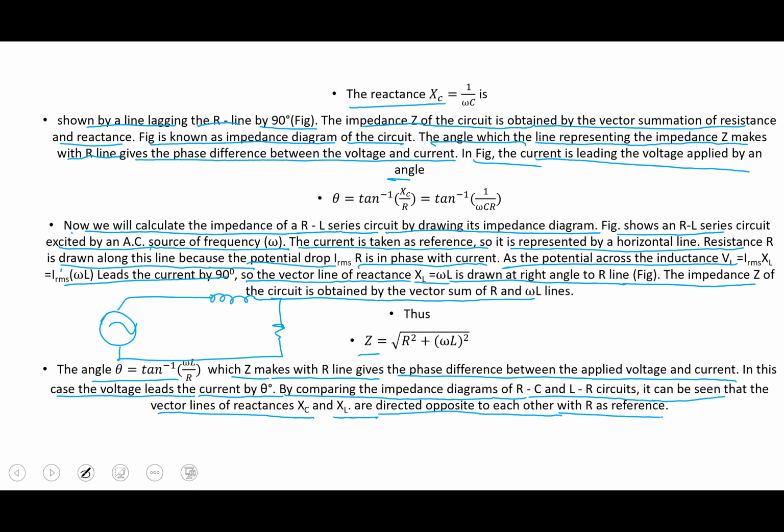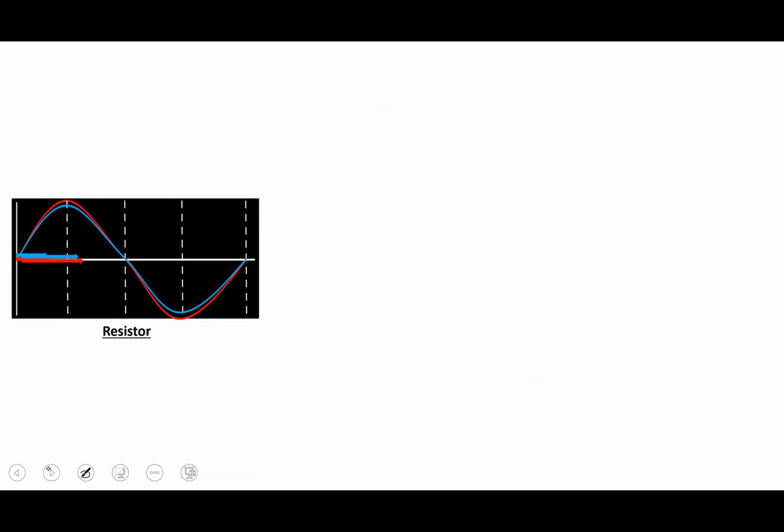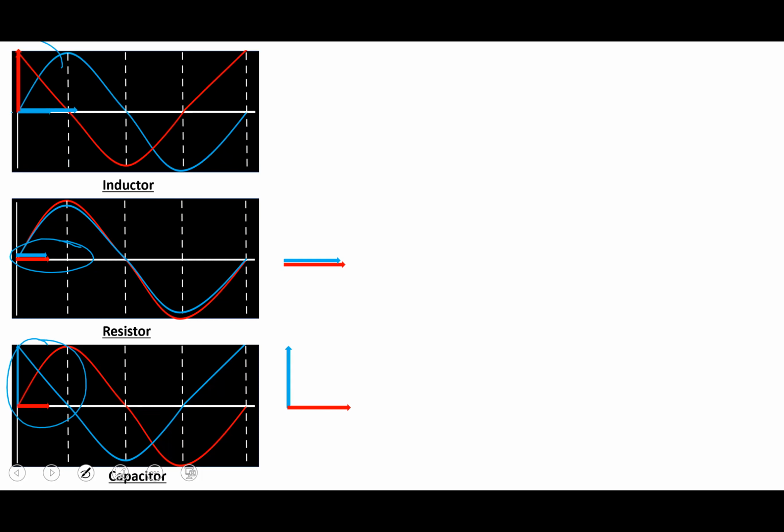Now, what has been said in these whole two paragraphs? Let us explain this simply by vectorial diagrams. Here is what we have learned about resistance: both voltage and current are in phase. So let's keep them aside as a vectorial diagram. Then we have the capacitor, where we have learned that the current is leading by an angle of 90 degrees. And in the third case, we have the inductor, where the voltage was leading by an angle of 90 degrees.